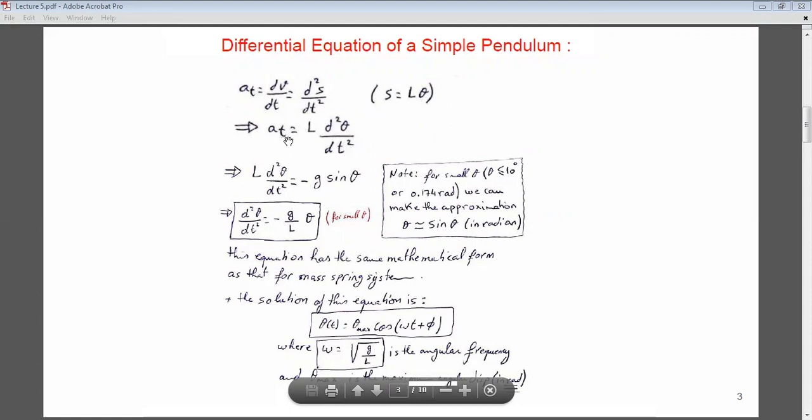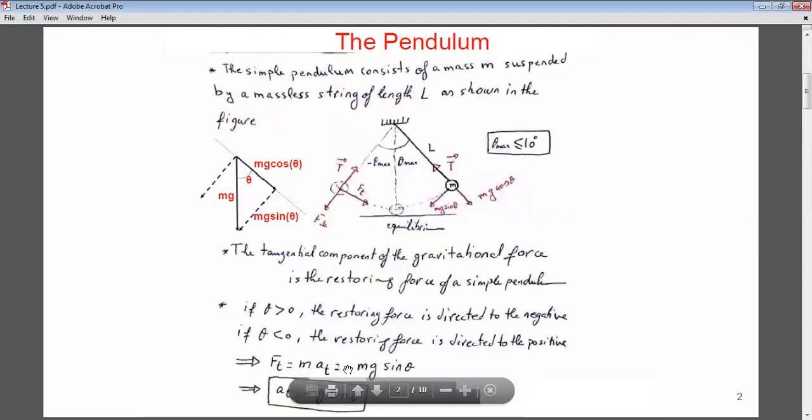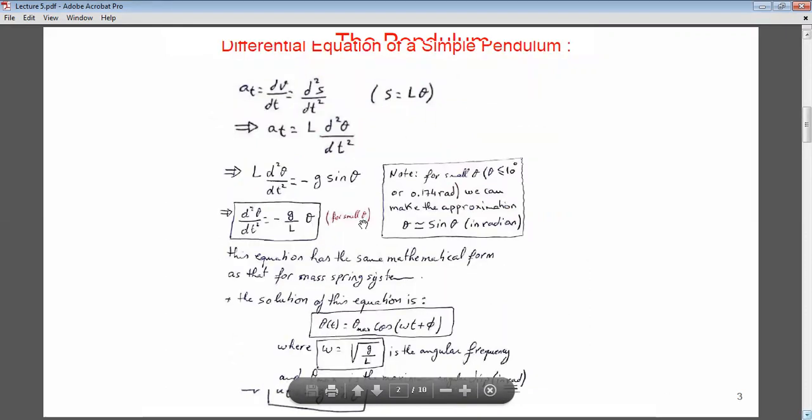Now, instead of A tangential, I will put minus g sine theta that I got here. A tangential is minus g sine theta. So now I have L d2 theta by dt squared equal minus g sine theta, or I divide both sides by L, I get d2 theta by dt squared equal minus g over L sine theta.